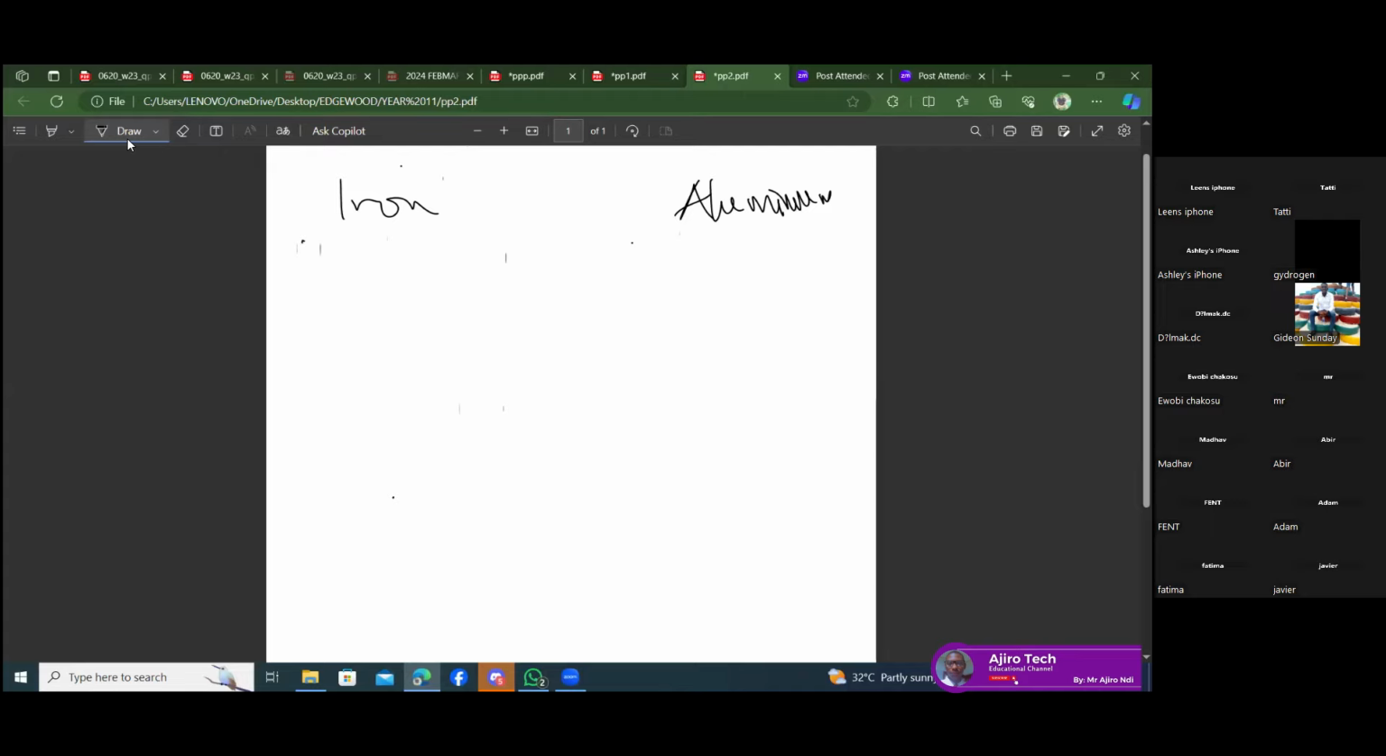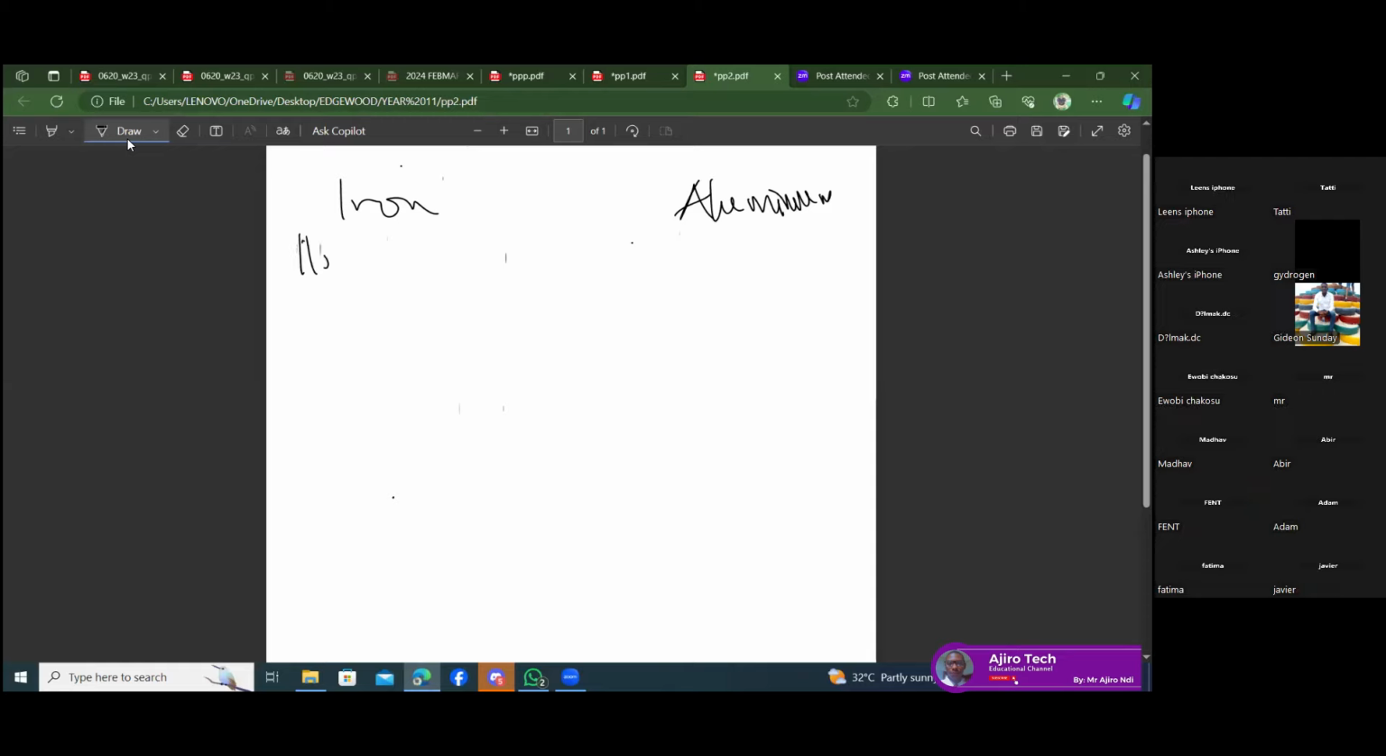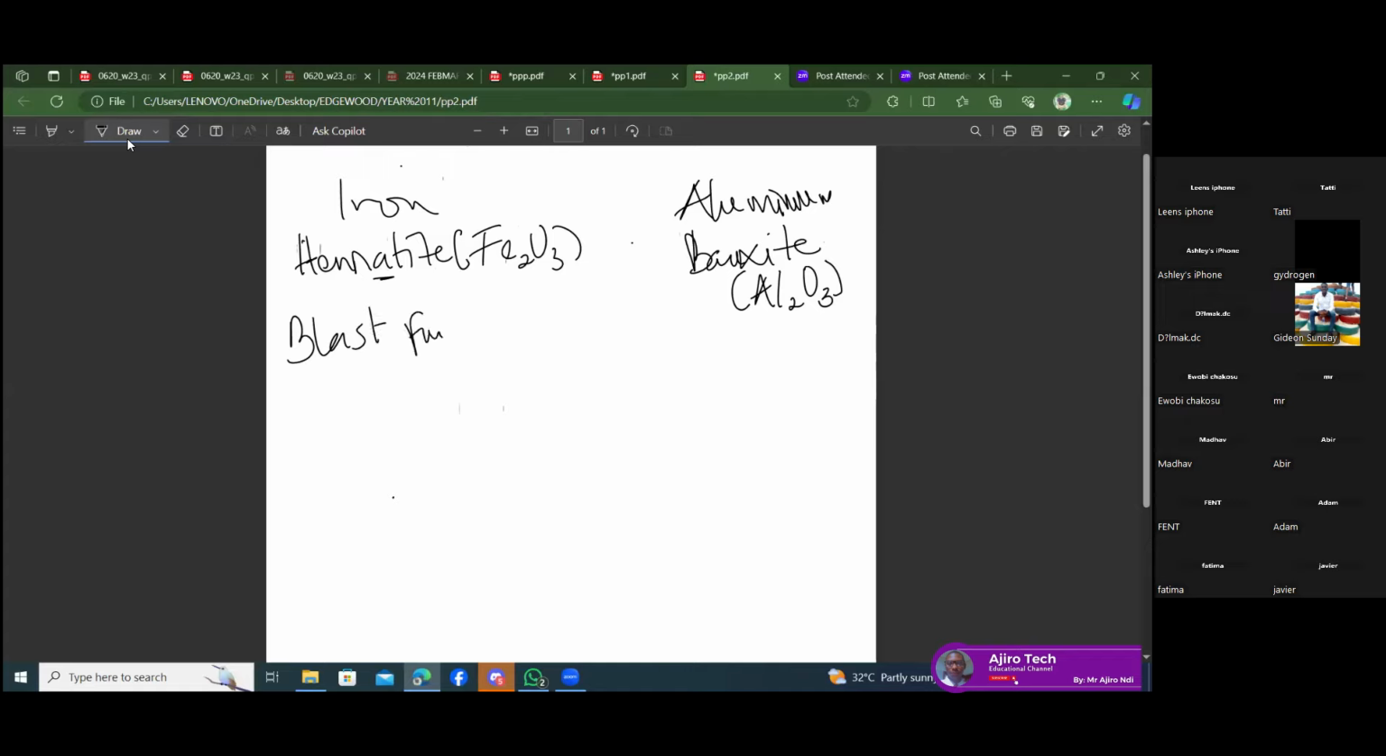So first thing is to know the ore that is used for the 2 processes. For iron, the ore you need is simply the hematite. So this is the ore needed for iron. The ore needed for aluminium is bauxite. And the formula of the iron ore is Fe2O3, and for bauxite it is Al2O3. So that's the first thing you need to know. Now, the process for the extraction of iron is using the blast furnace, right? You use the blast furnace for the extraction of iron, while for the extraction of aluminium, we use electrolysis.